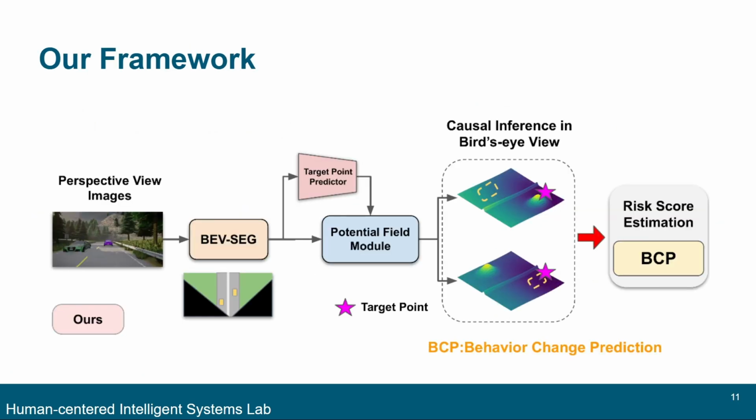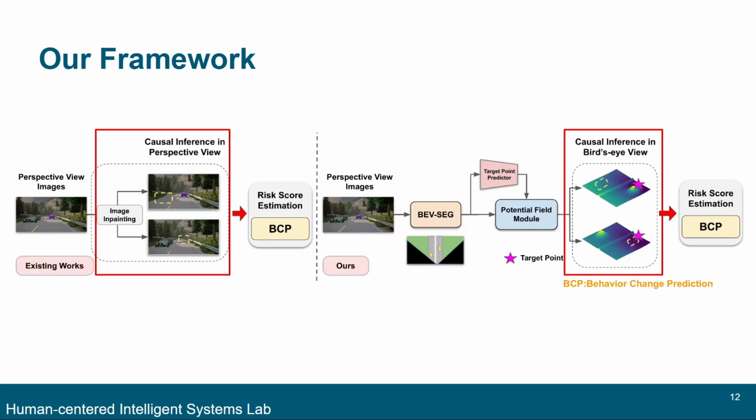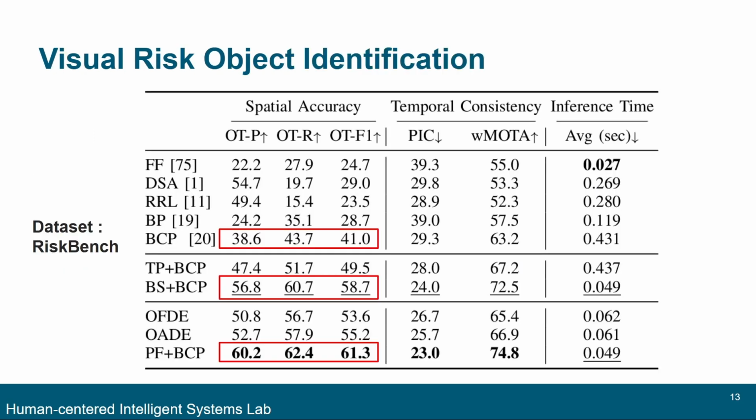Here is an overview of our framework. This framework is divided into 4 key components: 1, BEV segmentation; 2, target point prediction; 3, potential field rendering; and 4, behavior change prediction. In contrast to previous works, our proposed method performs causal inference in bird's-eye view, enabling parallel object removal and using potential fields as a new representation of scene affordance. This approach provides richer information for reasoning about risky objects.